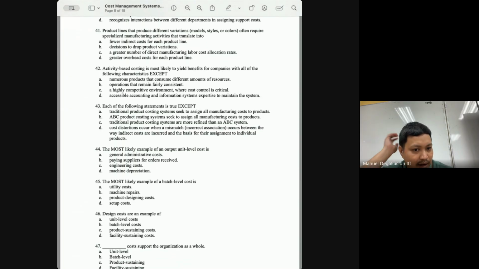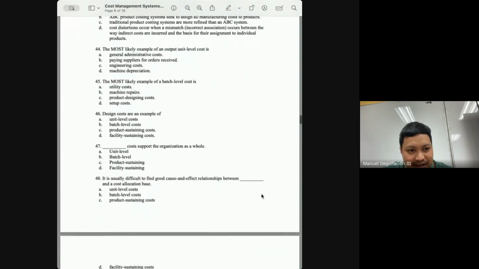45, the most likely example of a batch level cost. Batch level. Machine repairs, no. Best answer, class, for every batch is your setup cost, class. Answer for 45 is delta.